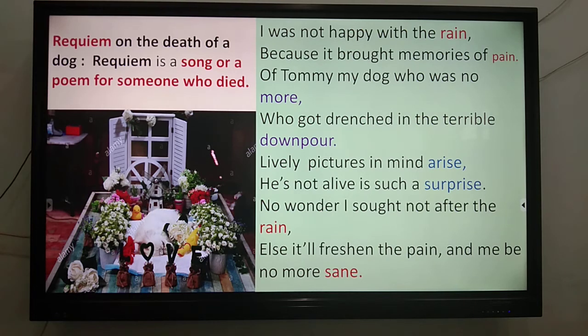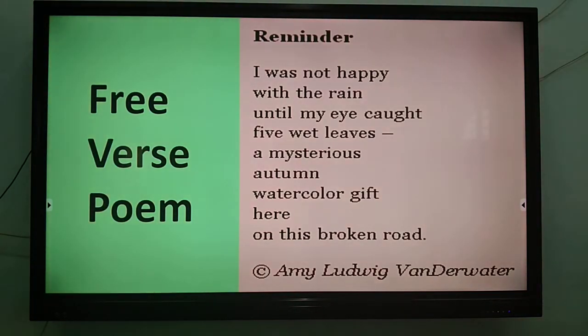So this is a poem which is rhyming. And what is the rhyme scheme? A, B, C, A. Rain, pain, rain, sane. And B is more, downpour. And C is arise, surprise. So we have seen examples of a free verse, and even Mr. Khan's shop was a free verse poem.